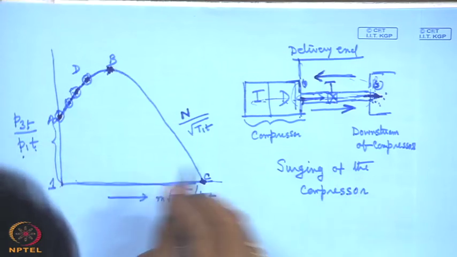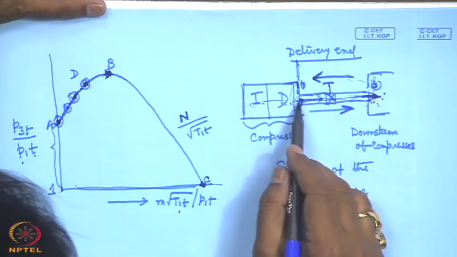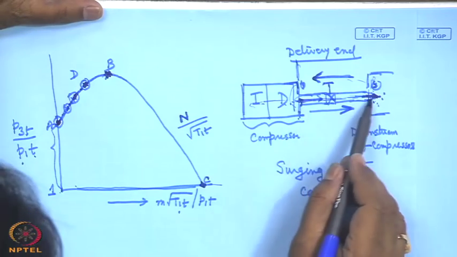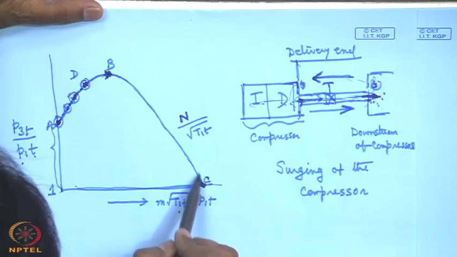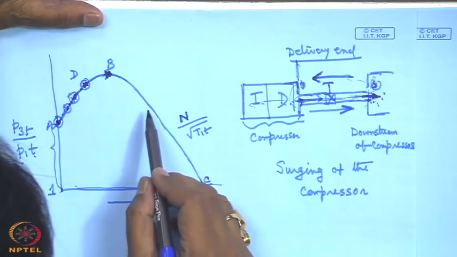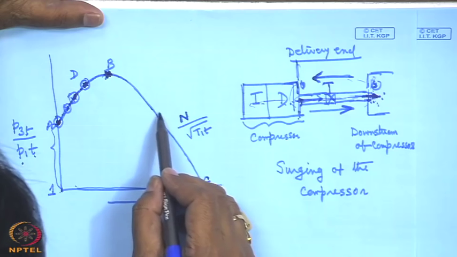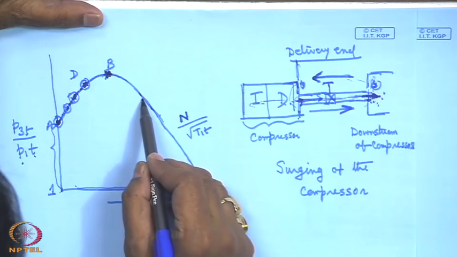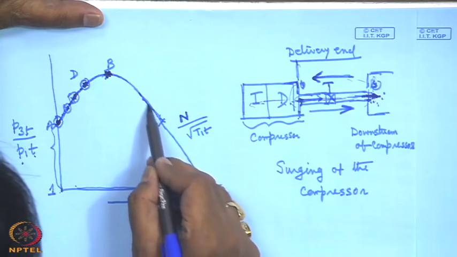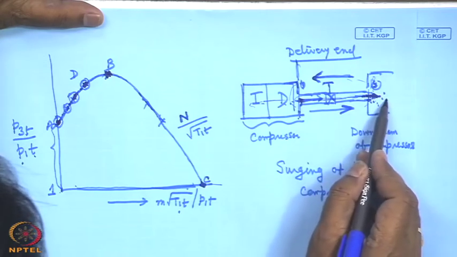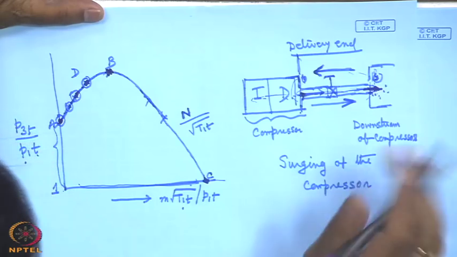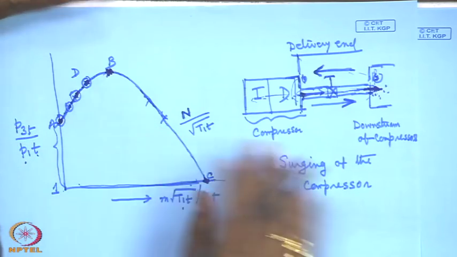Now you see, this type of instability known as surging is not there in the negative slope part of the curve. Because here what happens? If there is a decrease in mass flow rate, this is associated with increase in pressure. Decrease in mass flow rate, increase in pressure. So no way can flow reversal, that means from the downstream to the compressor side, take place. So therefore, this part is stable.